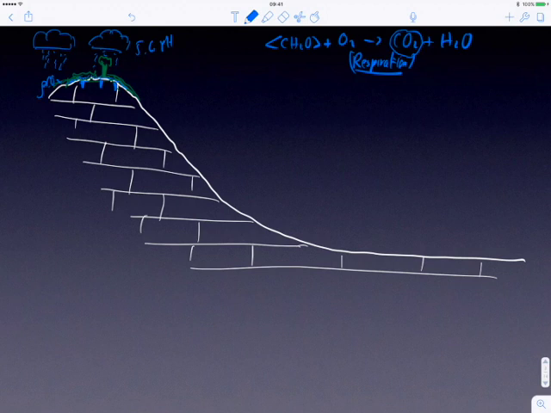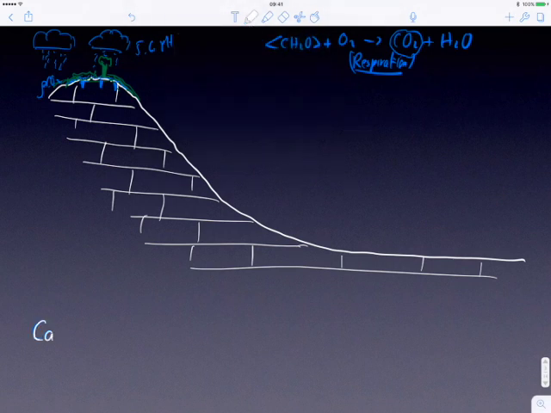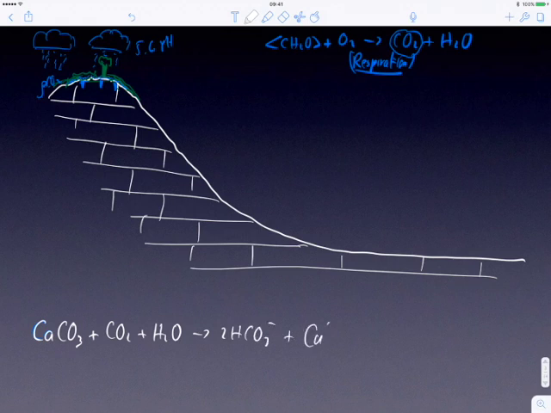In this case, remember, when I'm having this equation, let's write it the right way. CaCO3 plus CO2 plus water will give you 2HCO3- plus Ca2+. So what I'm doing here, I'm putting more CO2 in your water, creating more carbonic acid, you're dissolving and forming more bicarbonate. So you're dissolving the solid here.